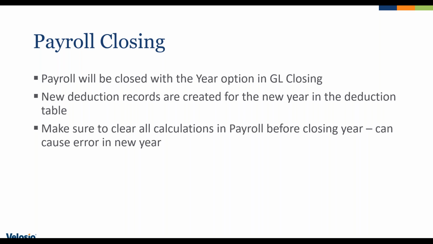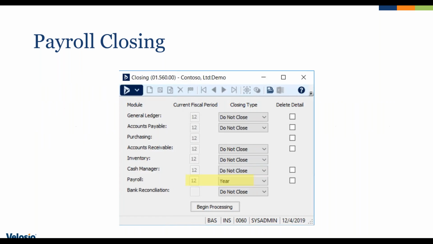Again, just an important note to reiterate, you want to make sure you close payroll before you run calculations for the new year. And here I've got a screenshot of the GL closing screen itself. You notice I have highlighted the payroll module. The current fiscal period is 12, and I've made the closing type selection of year.